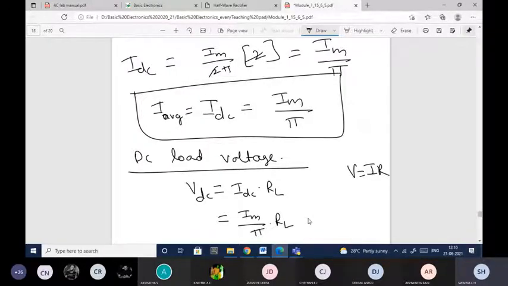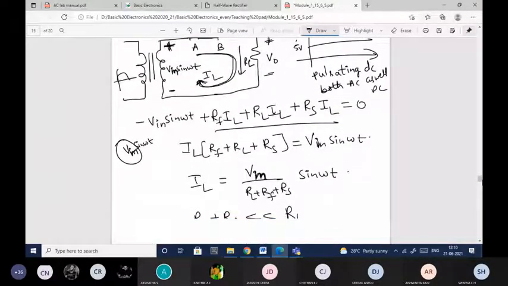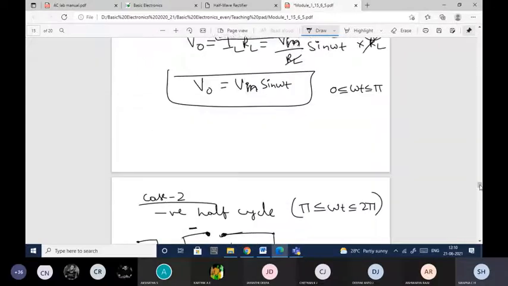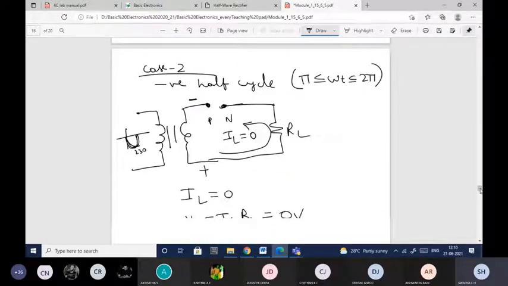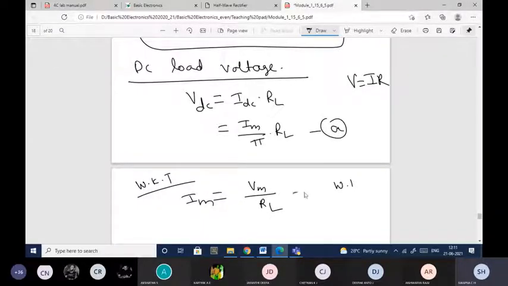But if you just recall, Vm by RL is nothing but Im. Okay, Vm by RL is nothing but Im. So let us replace Im with Vm by RL. We know that Im is nothing but Vm by RL. So substitute 1 in 2 or B in A.